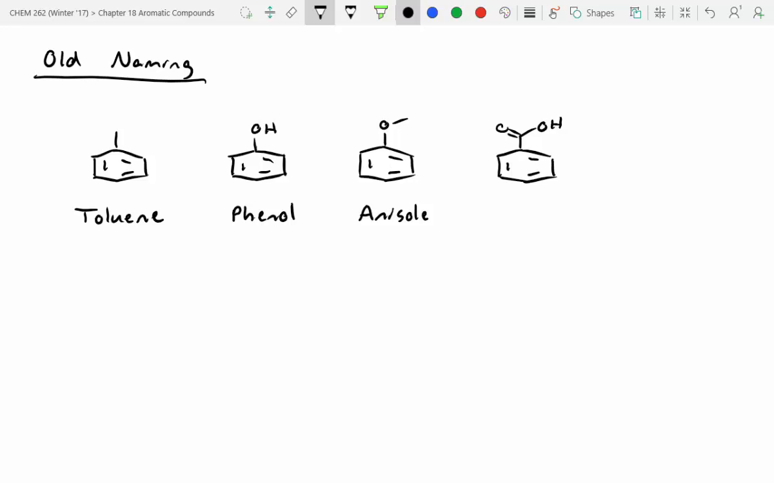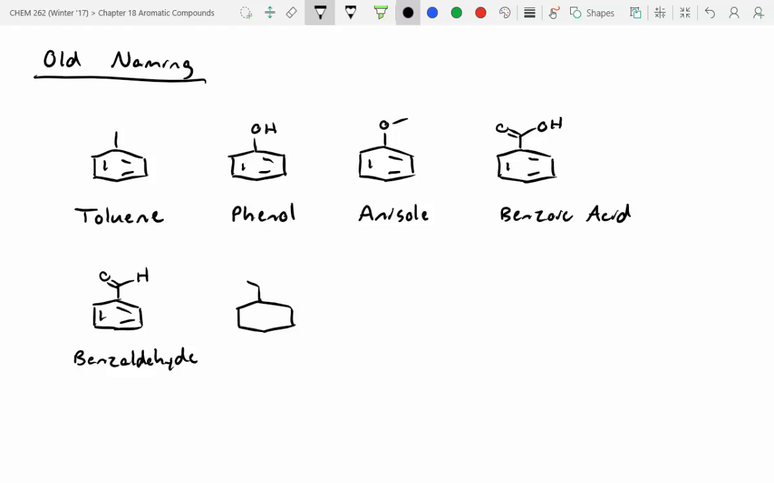The next one's a little easier. This is benzoic acid. Yes. That one's a little bit more intuitive. The next one that we have is also fairly intuitive. What is this one called? Benzaldehyde. The next one is a little bit different. So now we've got a ketone. Does anybody know what this one's called?